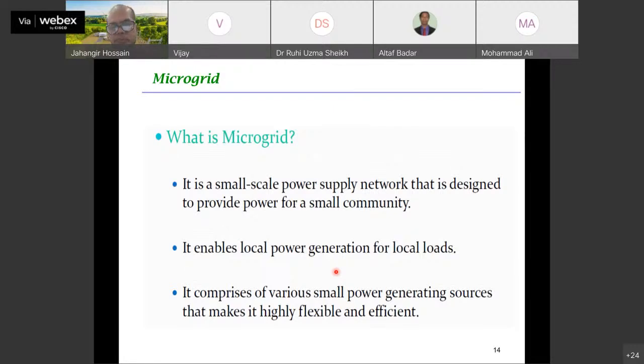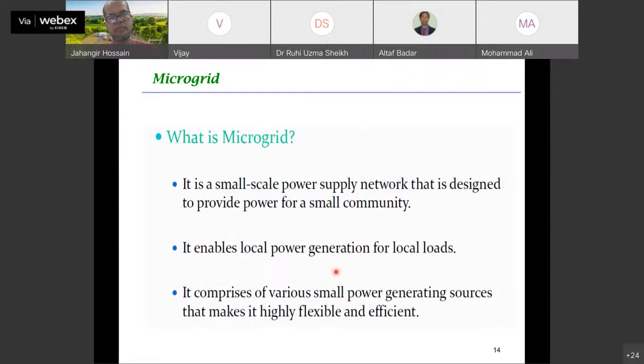Now I'm moving to microgrid, but so far, is there any question or comments? Okay, if not, let's talk about microgrid.